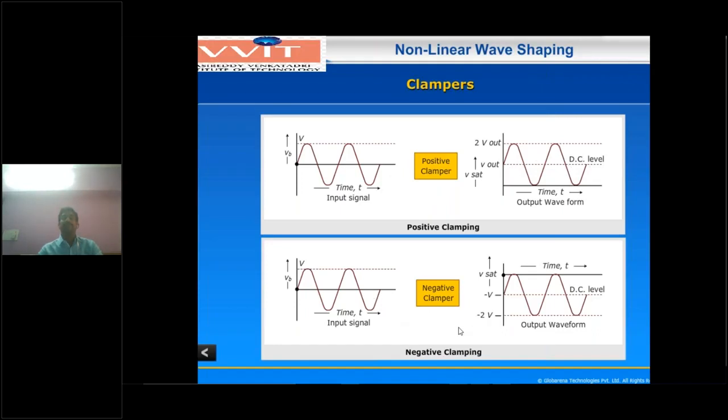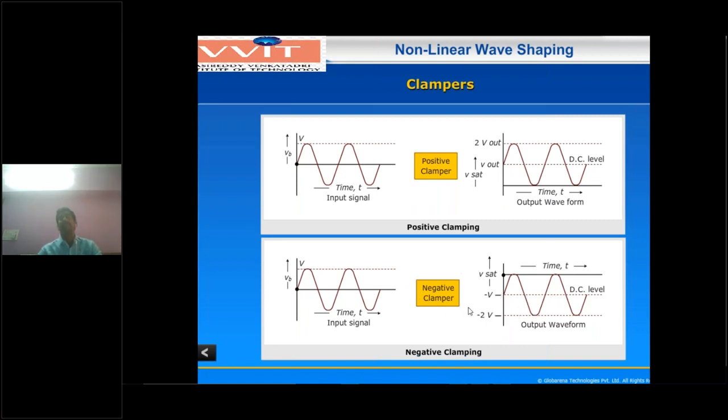Similarly, for the negative clamping waveform, you have to observe this one. Here the average DC level is 0 volts. Peak to peak value is 2V. Now the output waveform of the negative clamping circuit, this is the 0 volts line. The output waveform lies between 0 and minus 2V at most. That means there is an addition of negative DC voltage. That's why this is called a negative clamper.